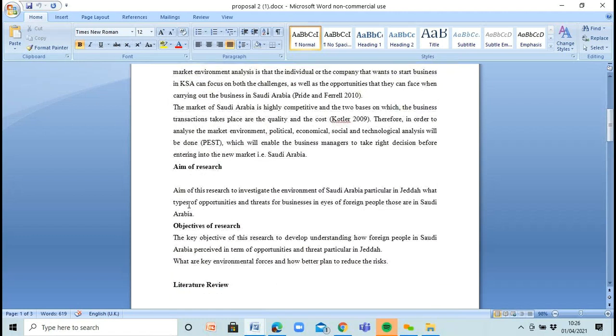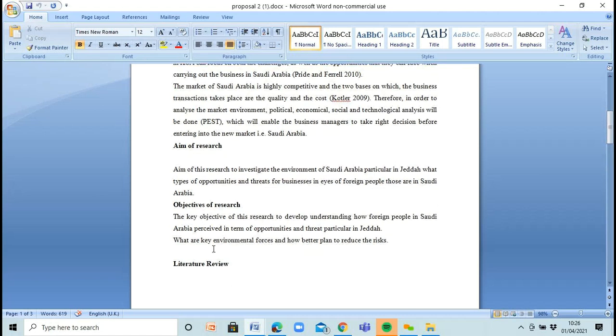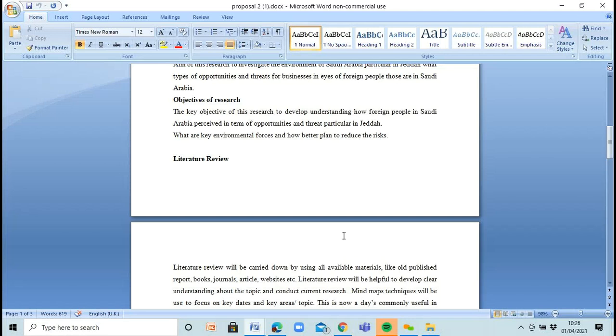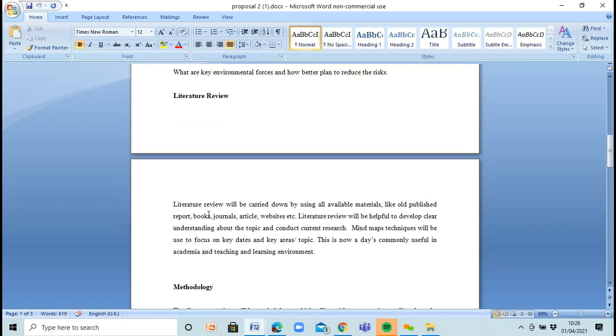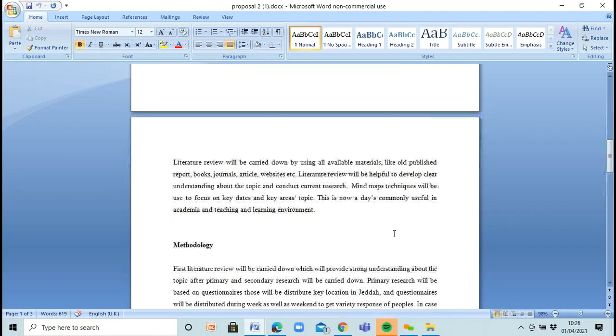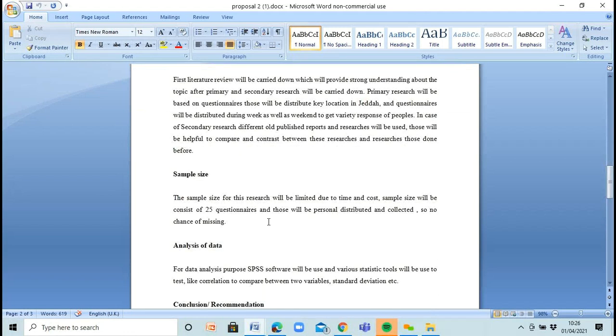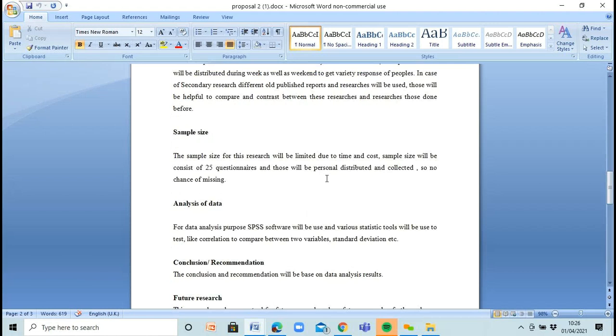So you've got your introduction, and then your aims of your research. You put down your aim, and then your objectives of your research. Like we looked at those objectives earlier, list them here. Then your literature review is you actually carrying out the research, so you tell us you're going to look at all the books, journals, websites, and so on. Methodology: how it's going to be done. Sample size: what sort of samples are you doing? 50 questionnaires, or 100? This person only did 25 questionnaires, so it's a small sample size.